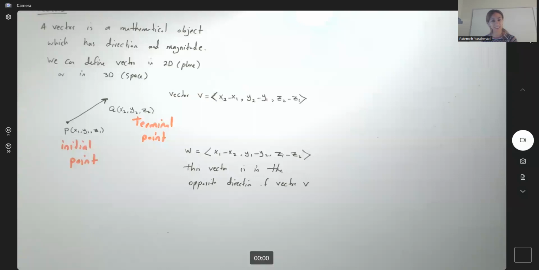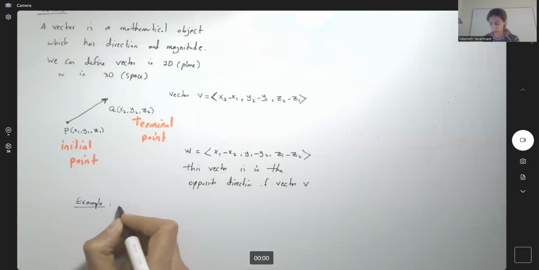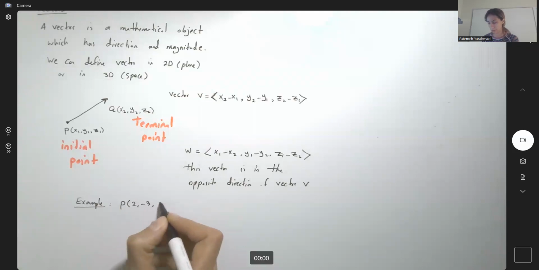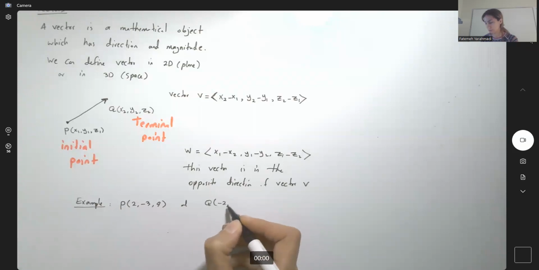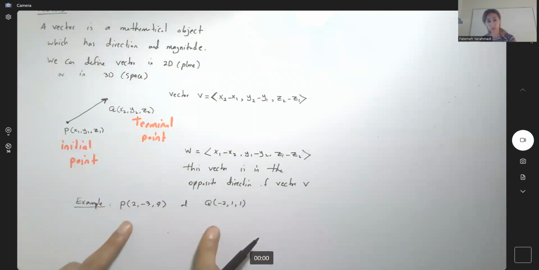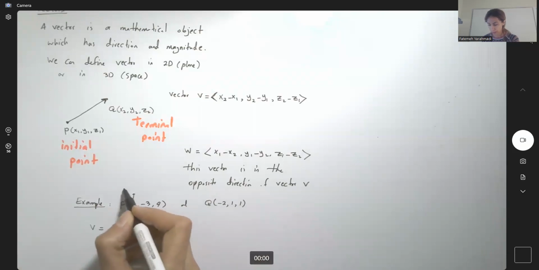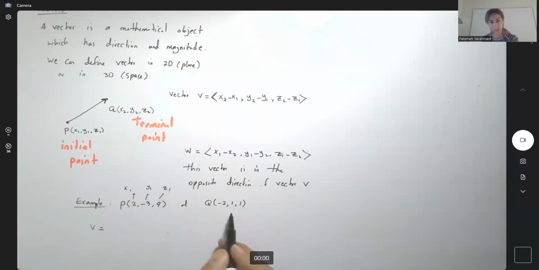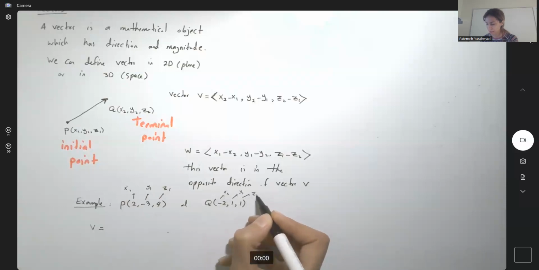Let us take a look at one example together. So in this example, I give you point P, which is given to us as 2, -3, and 4, and the terminal point is -2, 1, and 1. We have 2 points, and we're going to define a vector using these 2 points. So the vector V is going to be, this is x1, y1, z1, so it starts at this point and stops at Q. Here you have x2, y2, and z2.